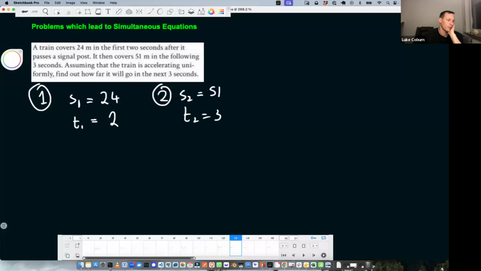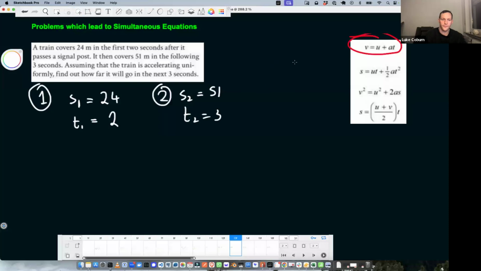So let me just see how we're going to approach this. Okay, so it says assume that the train is accelerating uniformly. So here we're talking about acceleration. Okay, it's kind of a hint. So what if I put down acceleration? What's the acceleration here, right? And what's the acceleration here?